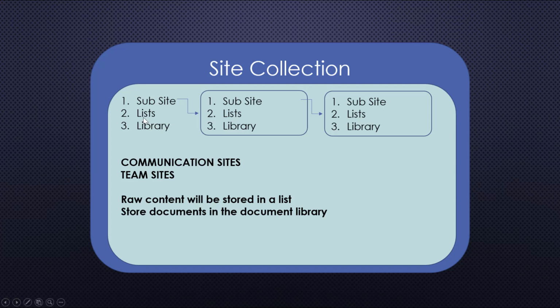How do you store the data? One is into lists and the other one is into libraries. What is the difference between these two? A list is a simple Excel format, meaning you can store the data in a raw text format, whereas a library is your Windows Explorer folder where you can drop all your documents.